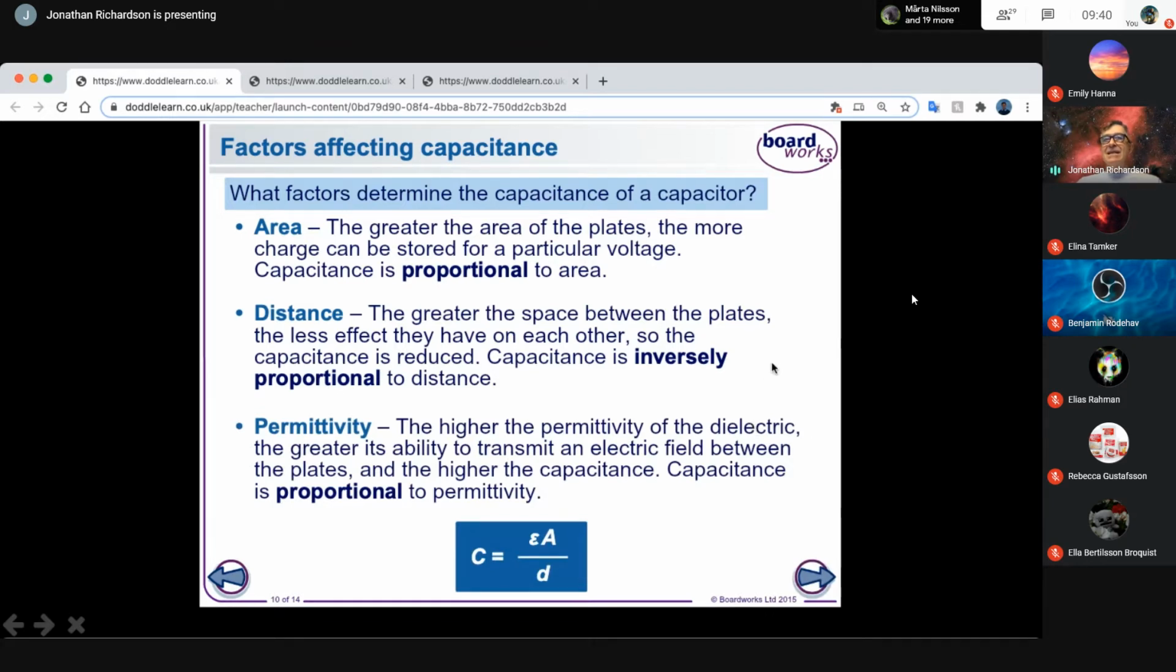And thank you, the last part that I just see, the input, is of course the permittivity, or the medium through which the insulation takes place. Higher permittivity means that the electrons will have a much greater chance of improving their ability to transfer onto the other plate. So capacitance is proportional to permittivity.